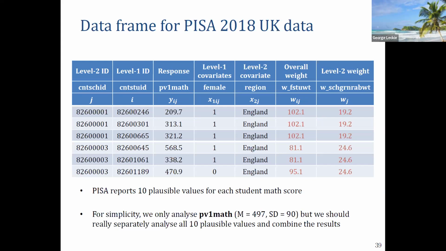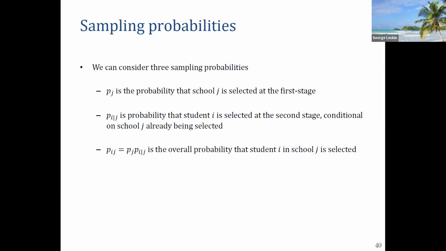So yeah, we're only going to look at plausible value 1, but in reality, what you do in this lecture, you combine with what we did previously. Okay, so let's just go back to basics a little bit. There are 3 types of probabilities we could consider.